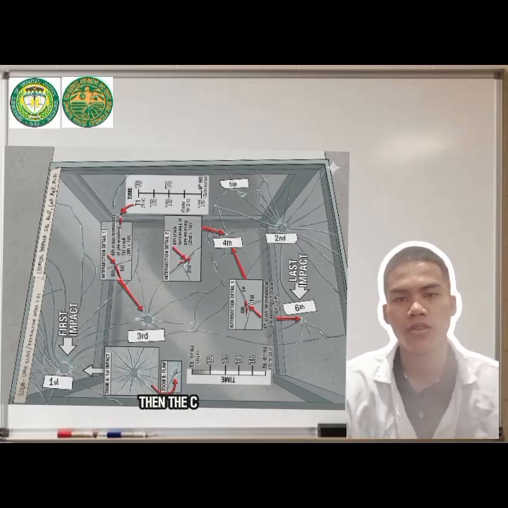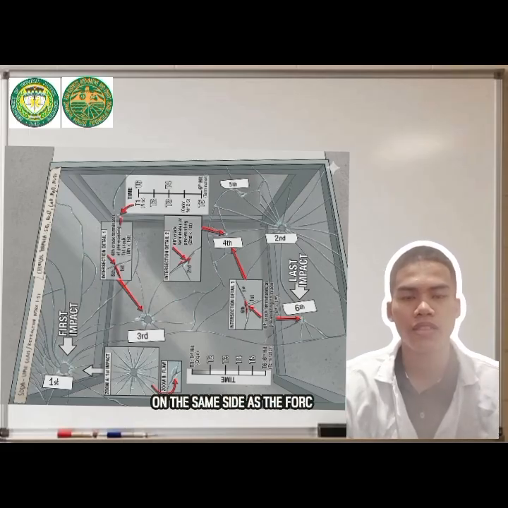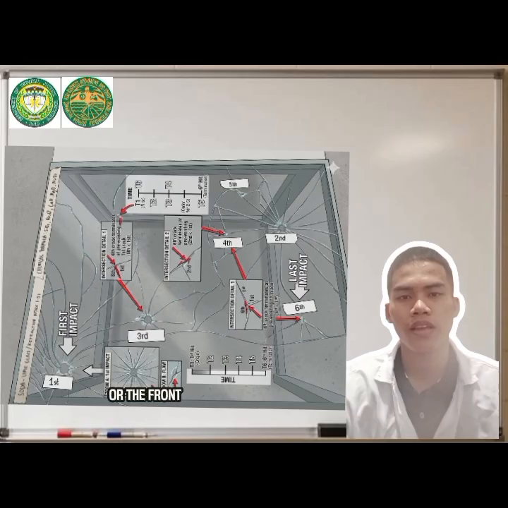Then the concentric cracks start on the same side as the force, or the front. How to identify the radial and concentric? First, check the missing glass. Missing on the front impact side, that is concentric fracture, while missing on the back side, that is radial fracture.